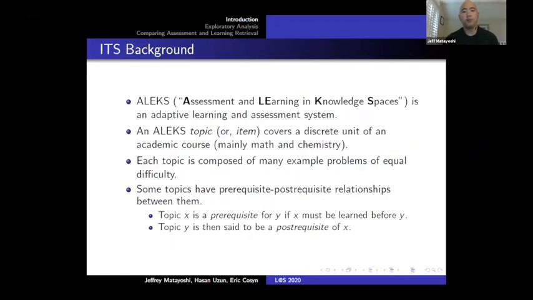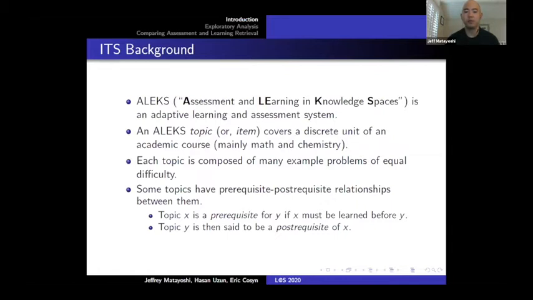So the background, the ITS that we're going to be looking at is called ALEKS. This stands for Assessment and Learning and Knowledge Spaces. And ALEKS is an online adaptive learning and assessment system. We won't need to know too much about it, just a few specific details before we get into the actual results. So an ALEKS topic or item is a discrete unit of academic course.